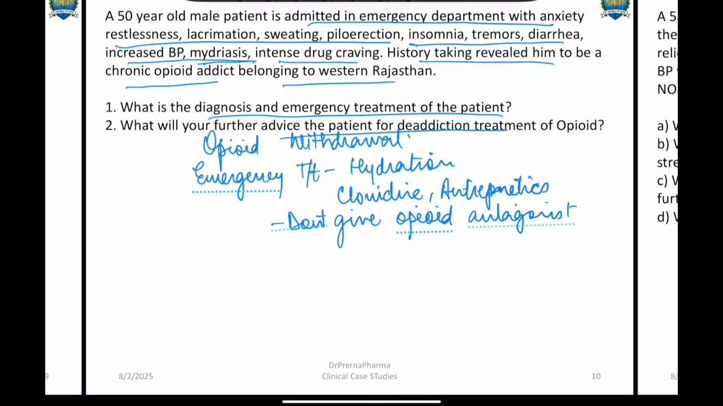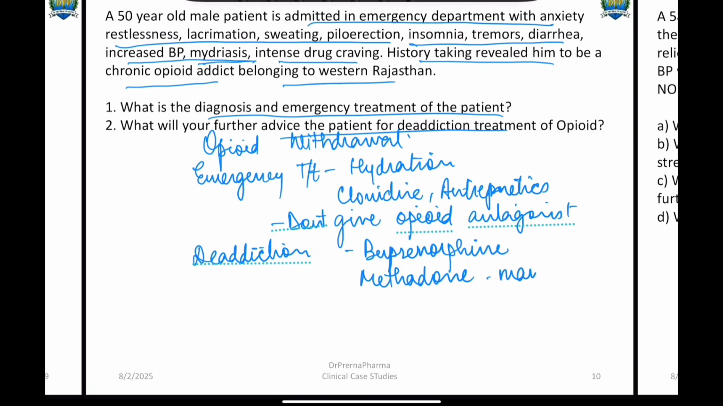Further advise the patient for de-addiction. For de-addiction, the treatment that is used is buprenorphine, which is basically a partial agonist of morphine, or we use methadone maintenance therapy. So it helps in reducing the withdrawal symptoms of morphine.